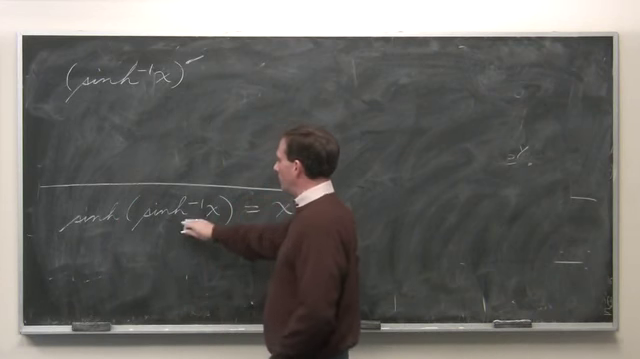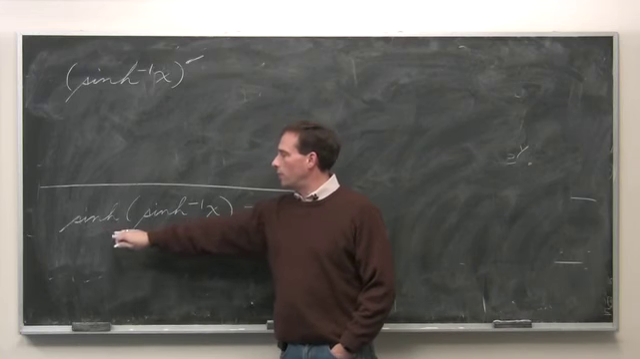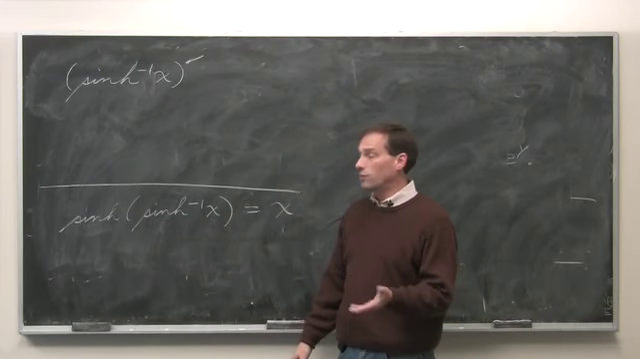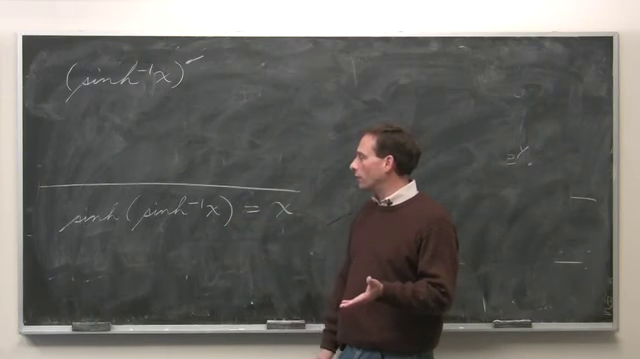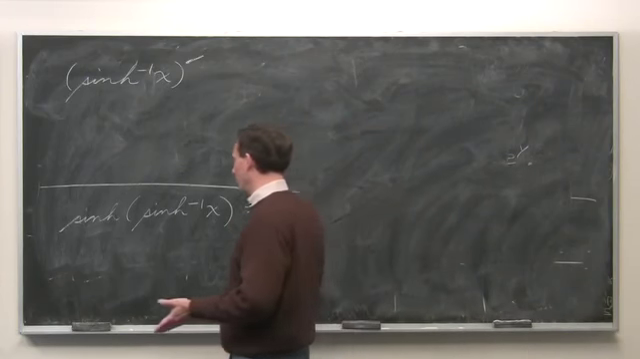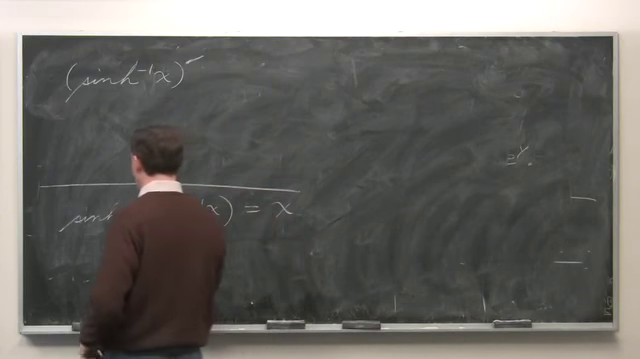So inverse hyperbolic sine of x, if you then do hyperbolic sine to that, well, they're inverse functions. You just get x. And this is an identity. It's true for all x. So we can differentiate both sides with respect to x, and we still get an equality.